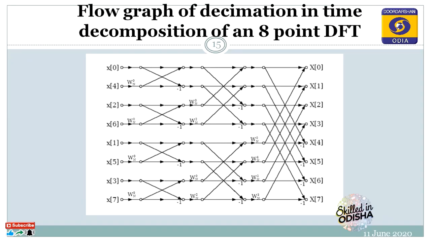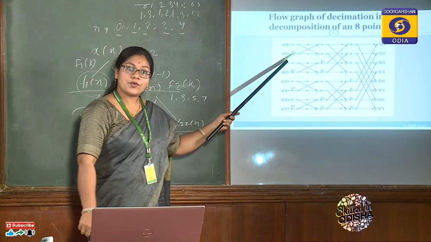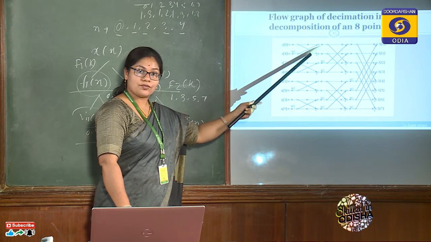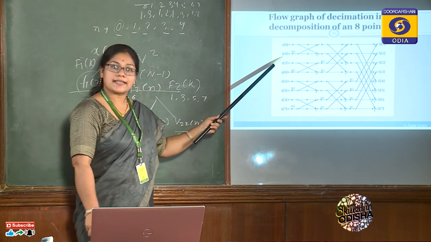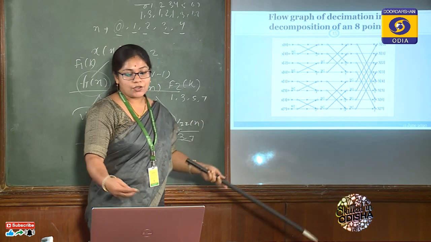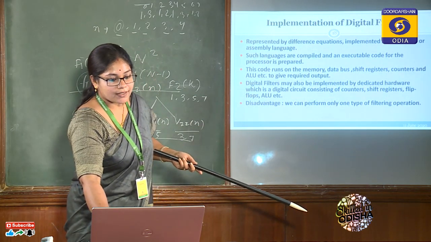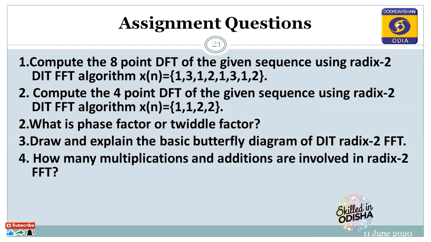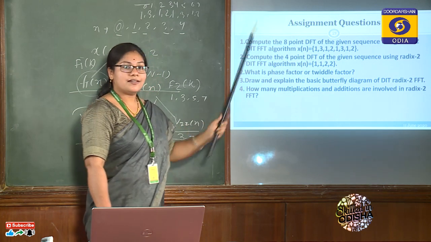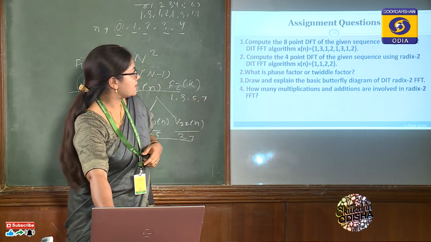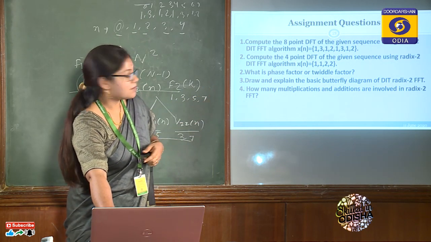So write all the values here, then W_N, here N is equal to 8, so W_8 to the power 0, calculate this value. It will simply be x(0) plus x(4) because W_8 to the power 0 is equal to 1. Similarly you do the rest. Now next is compute the 4-point DFT. Similarly you can find the 4-point DFT, with the phase factors, the basic butterfly diagram, then the multiplications.